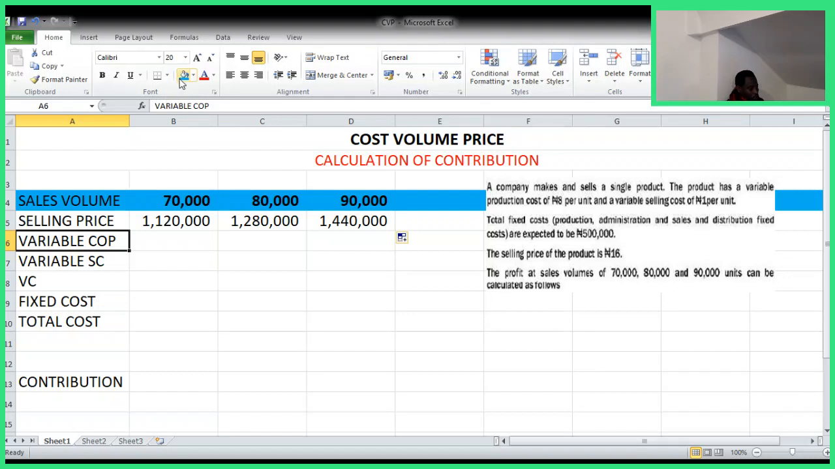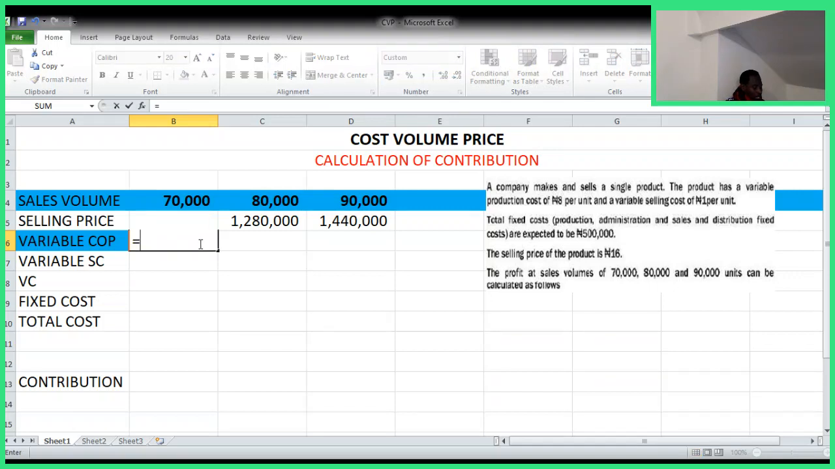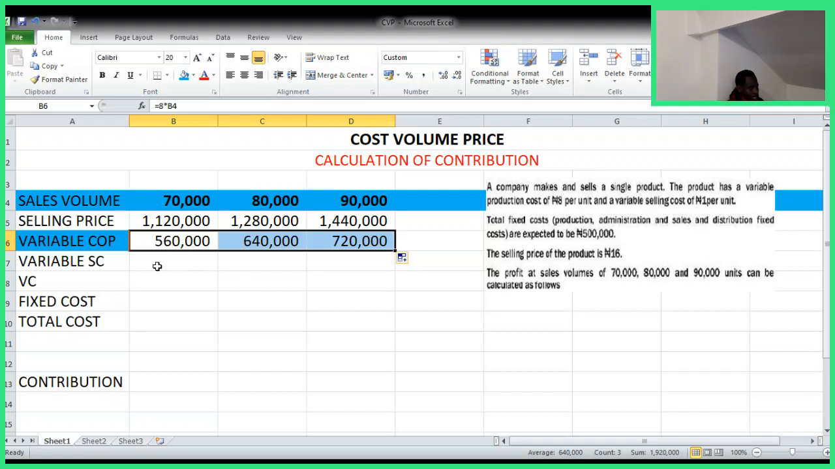Then let us look at our variable cost of production. Variable production costs have been given to be 8. So we say 8 multiplied by our volume at 70, at 80 and at 90. So we have this. Then let us equally look at our variable selling cost, the variable cost of selling the product. We were given that to be 1, so that is easier for us, right?